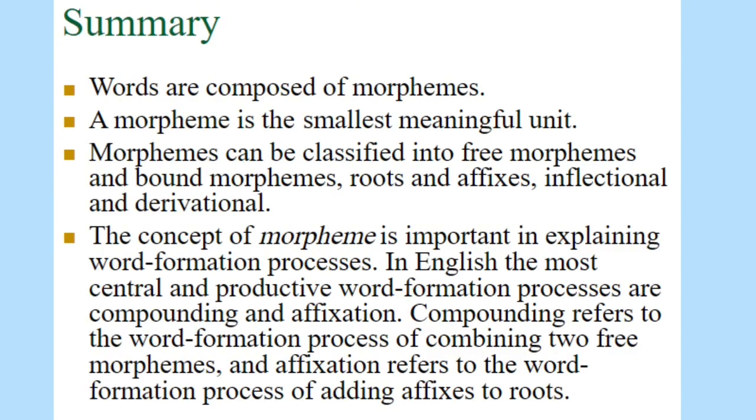Morphemes can be classified into free morphemes, bound morphemes, roots and affixes, inflectional and derivational. The concept of morpheme is important in explaining word formation processes. In English, the most central and productive word formation processes are compounding and affixation. Compounding refers to the word formation process of combining two free morphemes, and affixation refers to the word formation process of adding affixes to the roots.